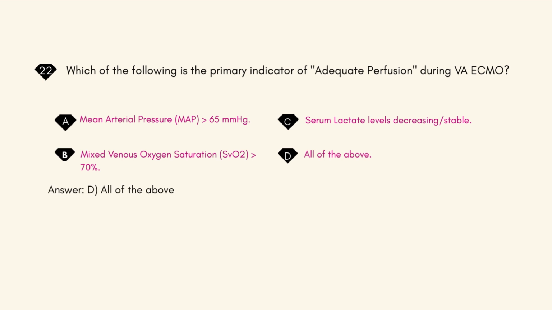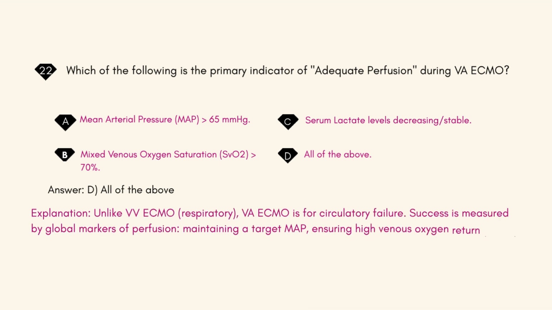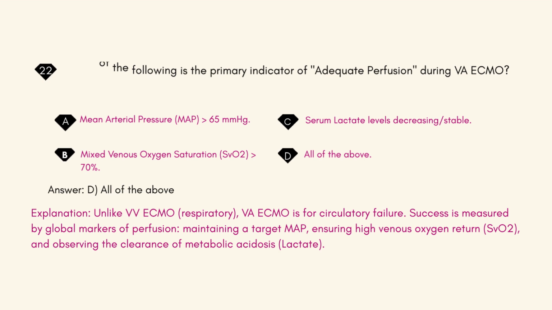Answer: D. All of the above. Explanation: unlike VV ECMO, which is respiratory, VA ECMO is for circulatory failure. Success is measured by global markers of perfusion: maintaining a target MAP, ensuring high venous oxygen return, SvO2, and observing the clearance of metabolic acidosis, lactate.